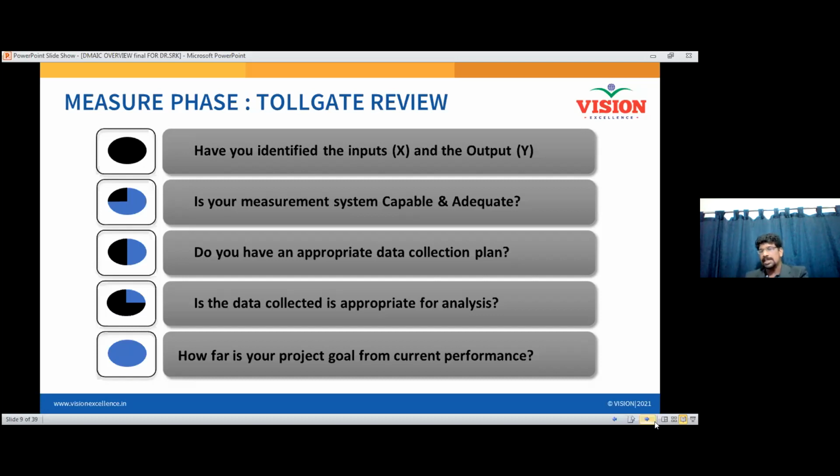Now you measure the current performance in the measure phase, and you'll be able to find out where is my project goal and where is my current performance. You'll be learning all these things in 3-4 sessions of half an hour to 1 hour. So no need to worry.